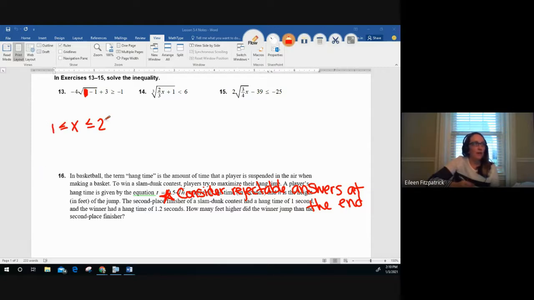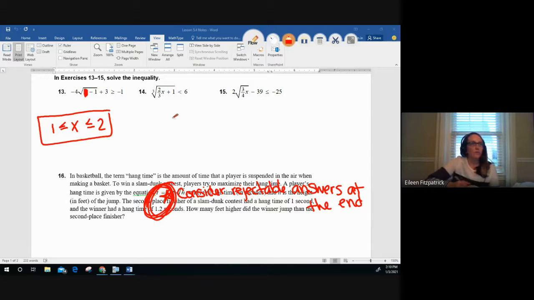All right, so x is less than or equal to 2. That's the solution I got by solving. But then I have to think about rejectable solutions. Remember what I said here, consider rejectable answers at the end. Since you can't have anything less than 1 underneath because it won't work, then I have to make that limitation. I have to put that restriction on there. Okay, so that's the answer there.